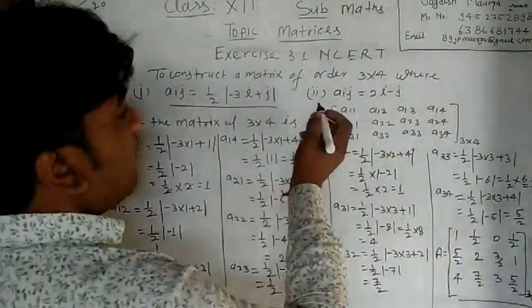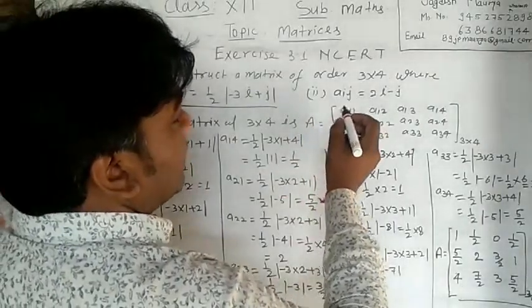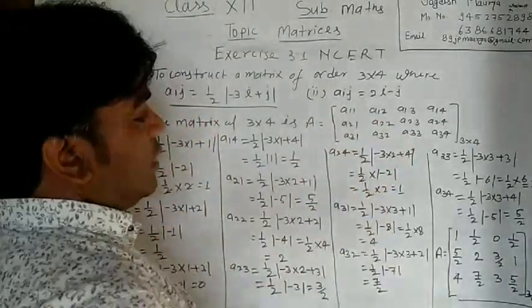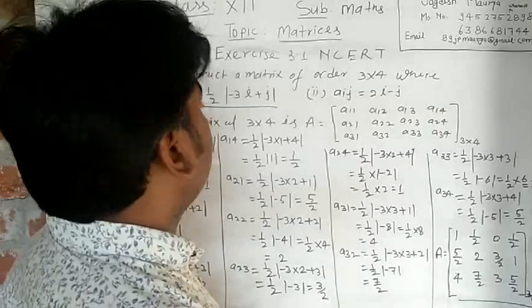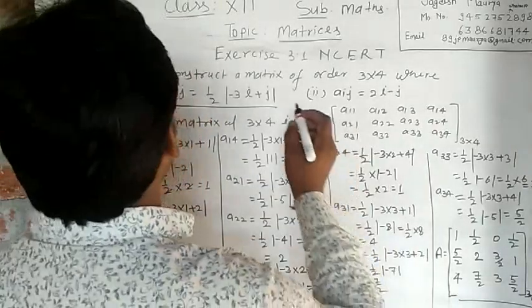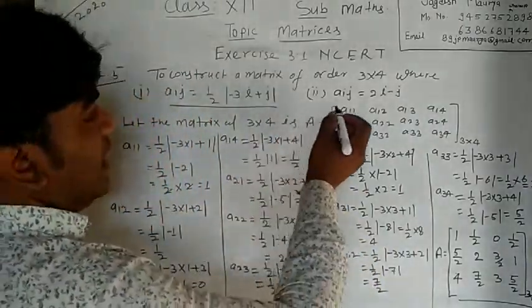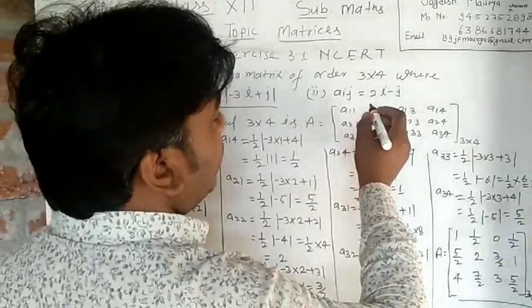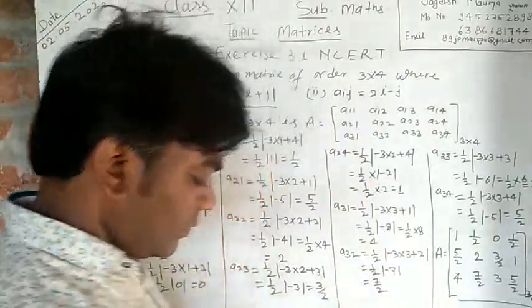Here the first part is done. Now we solve the second part of question number 5, where Aij is given by 2i minus j.